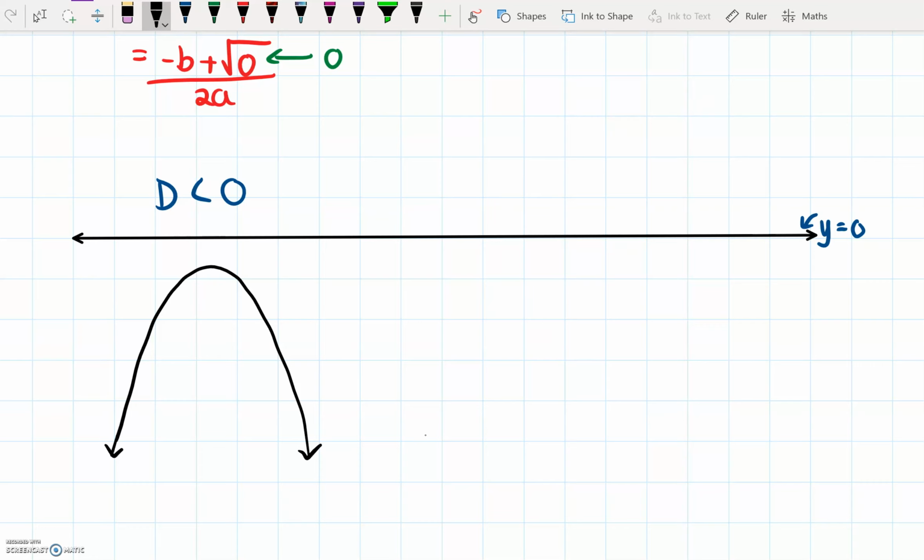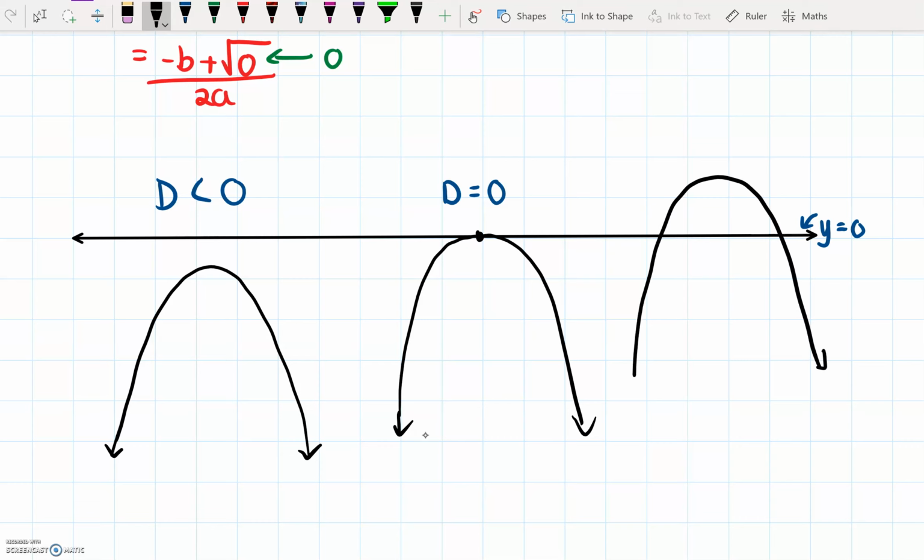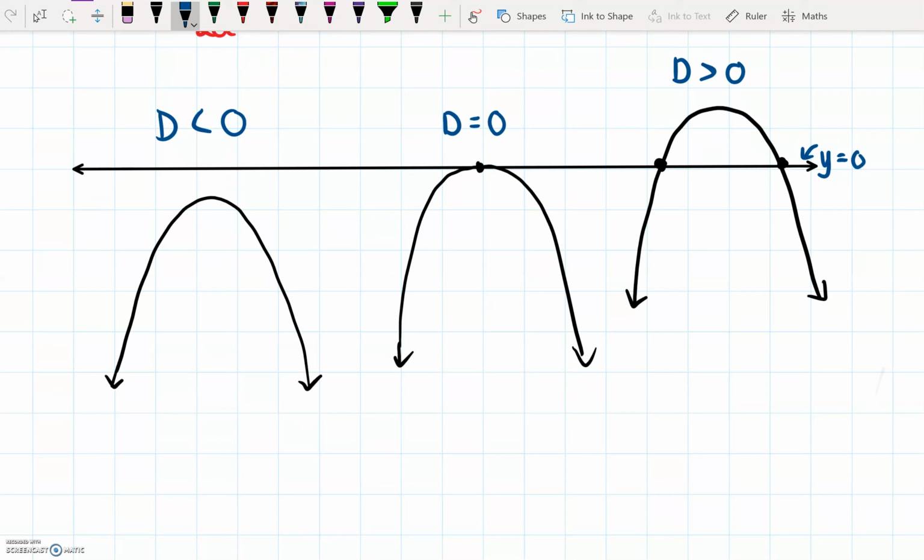The next parabola will be, again, a sad parabola, but it touches the x-axis. And in this case, the discriminant is equal to 0 because there is one solution to the quadratic formula. The third one is one like this, and this is a parabola that crosses the x-axis. So it has two solutions, and in this case, d is greater than 0. These were our situations.